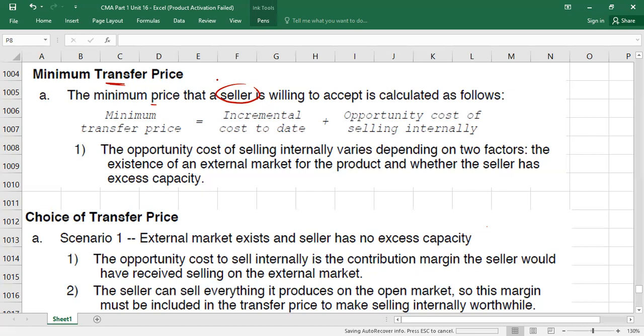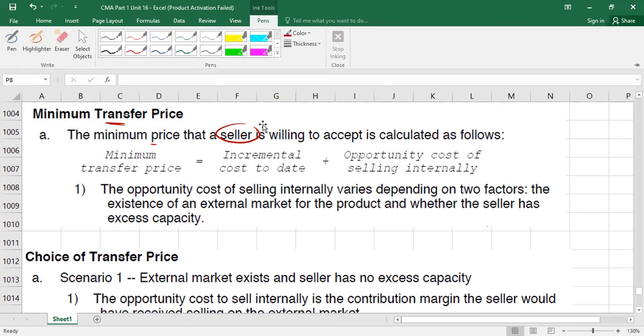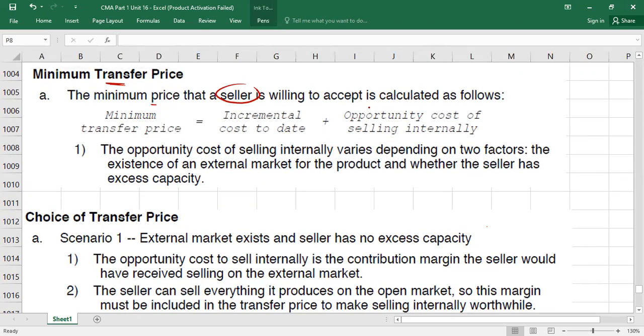Various factors will affect it. So here, just a small guideline is given. They're telling you the minimum price a seller is willing to accept is calculated as follows. This is how it is calculated. How is it calculated? Minimum transfer price. You will take first what? You will take incremental cost to date. Incremental cost, I can say like a variable cost to date.